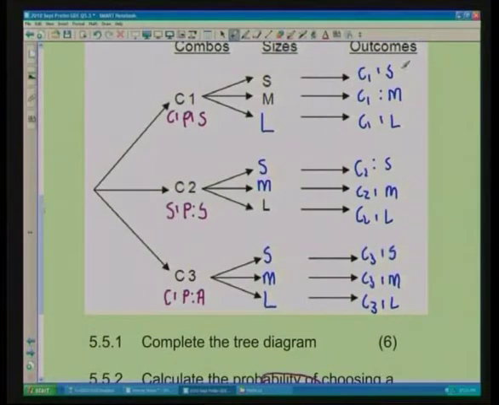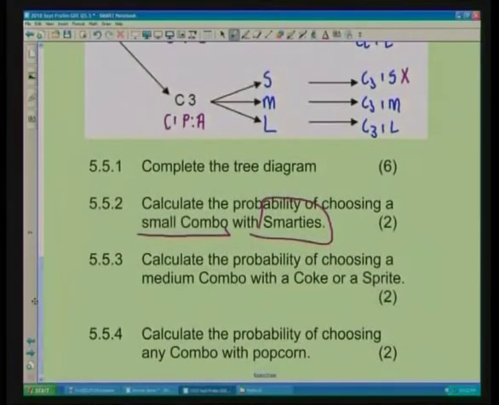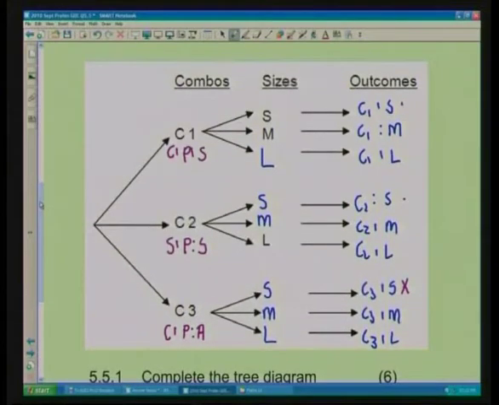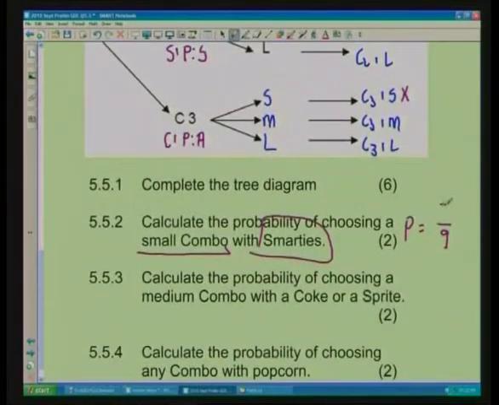All right. So small combo with Smarties. There's your small combo. There's 1, there's 2, there's 3. However, combo number 3, I'm not going to include that one because that one came with Astros. So out of your 9 possibles, only 2 of them come with a Coke and Smarties. All right, so that's what the question's asking, 2 out of the 9.